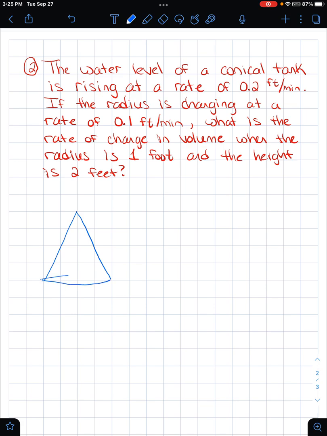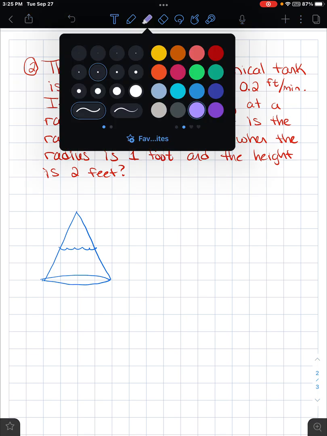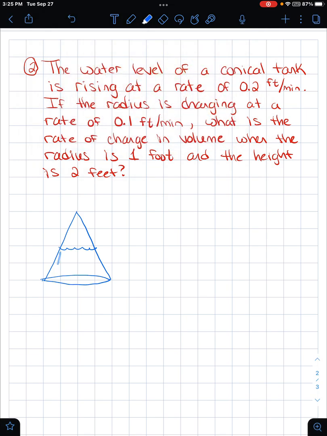So the tank is shaped like a cone, and there's water in the tank. I'm going to get really specific here with my drawing. Here's some water in the bottom of my tank. Okay, right now there's some information I know. I know that the rate at which the water is rising is 0.2 feet per minute. So that means my height is changing. dh/dt is increasing at 0.2 feet per minute.